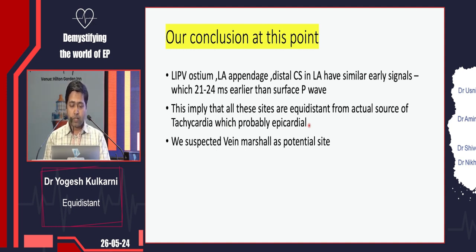So we thought that all these sites are actually equidistant from the actual source of tachycardia, and most probably that was epicardial. Now this site is the posterior, inferior, lateral and posterior part of the mitral isthmus, in the left lateral ridge region, and this is the site of the vein of Marshall, and vein of Marshall is a proven site for atrial arrhythmias.